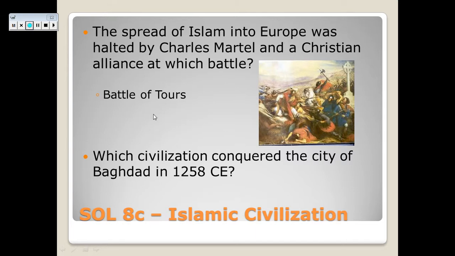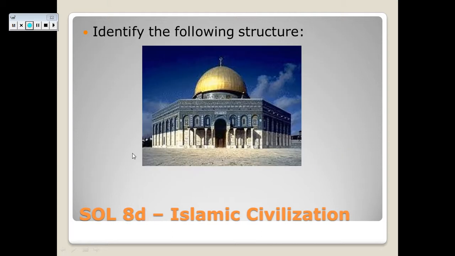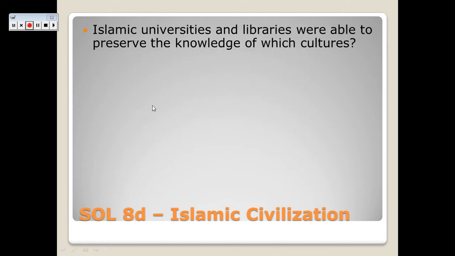And then which civilization is eventually going to conquer the city of Baghdad in 1258? And that is our boys, the Mongols, who pretty much conquer everybody between the years 1200 and 1300, but we'll come back to them later. This structure is another one of our important ones that you need to know by identification. It is known as the Dome of the Rock. It is located in Jerusalem, on the same site as the Wailing Wall, or the remains of the Temple Mount of Solomon's Temple.